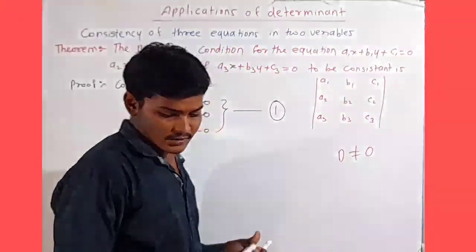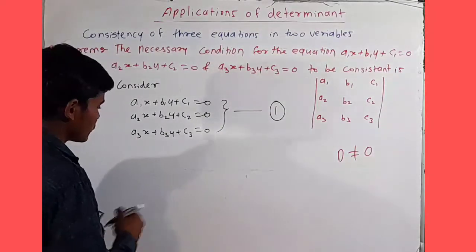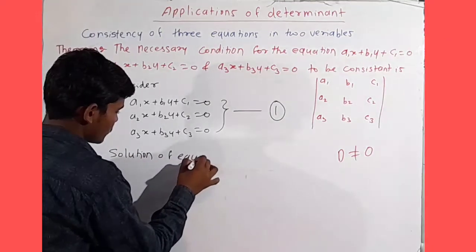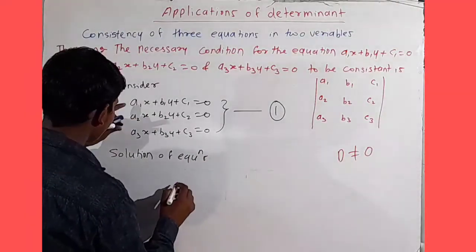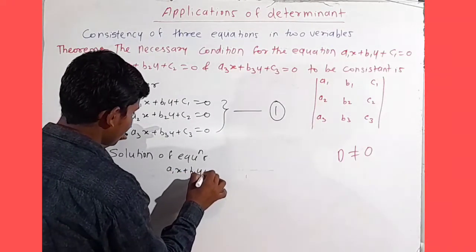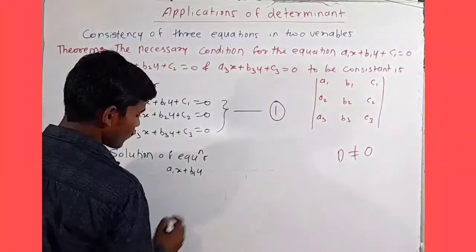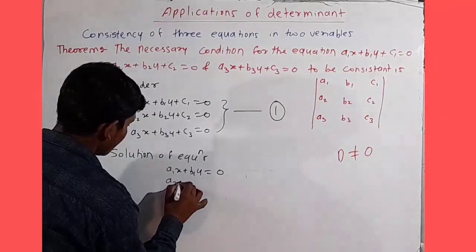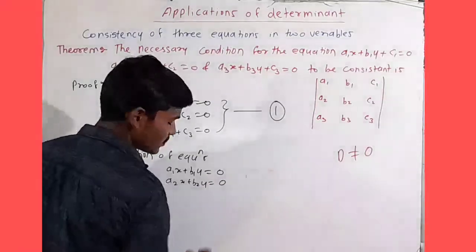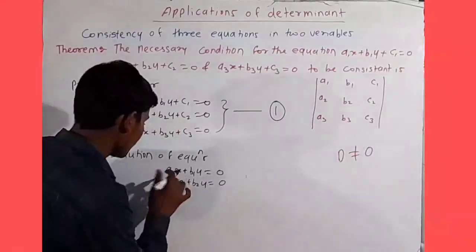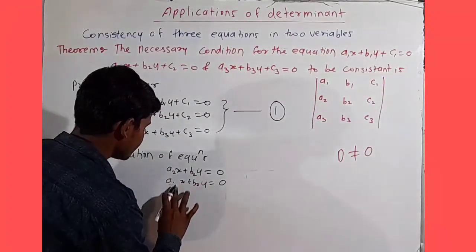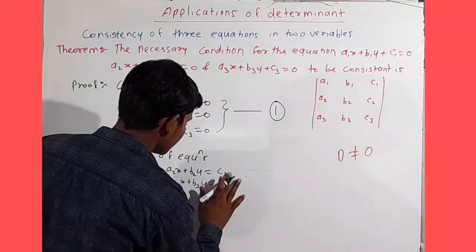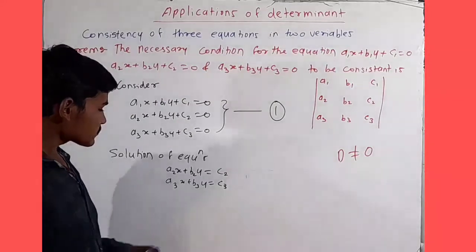The solution of equations is a1x plus b1y equals to minus c1, and a2x plus b2y equals to minus c2, and a3x plus b3y equals to minus c3. Here the second equation has 2, and here also 3, here c3, here c2, and here c3.